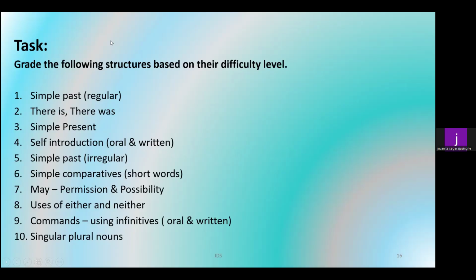So that is how grading of structures needs to be done. Even though you are given a syllabus, go through it and check whether they have graded it appropriately. Then it's easy for you to teach. Otherwise, teaching will not be successful, and the learners will also find it difficult to complete.